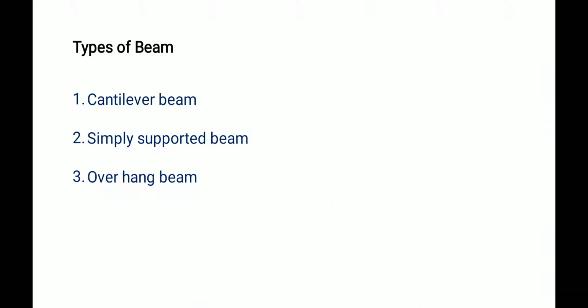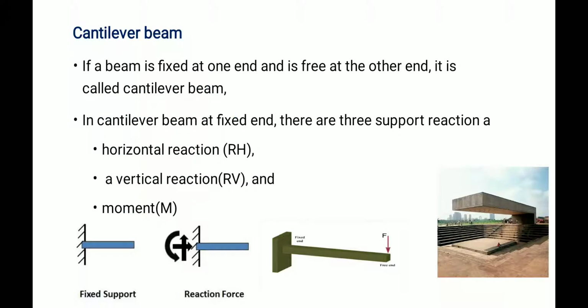Then, types of beams. There are three types of beams available. First one is cantilever beam, second one is simply supported beam, and third one is overhanging beam. Cantilever beam means a beam, a horizontal, lengthwise member, where one end is a fixed end and the other end is a free end.